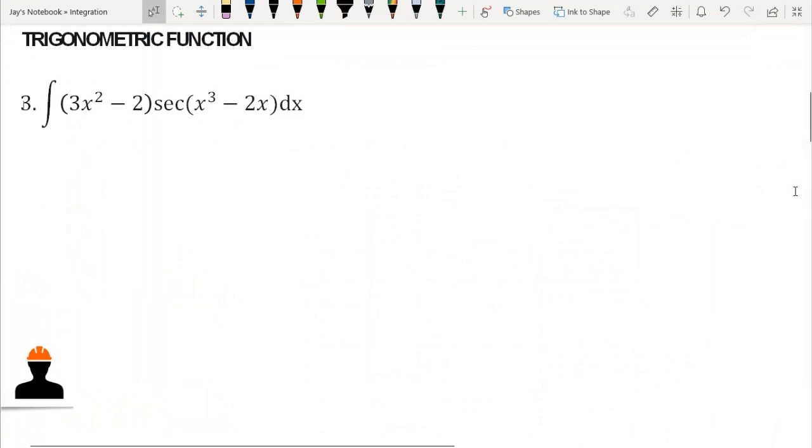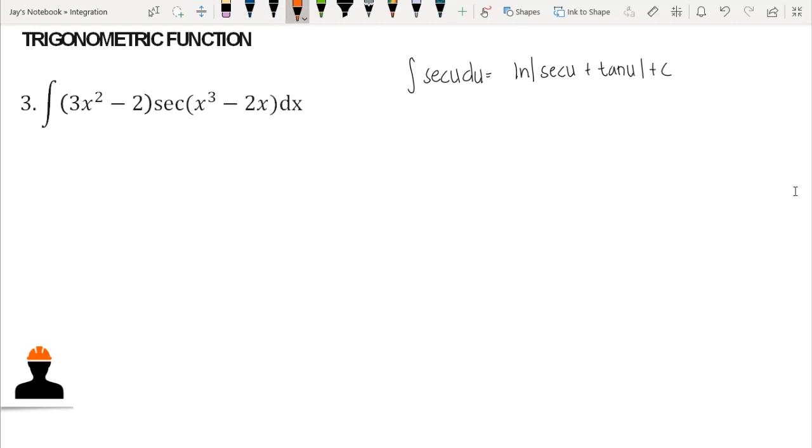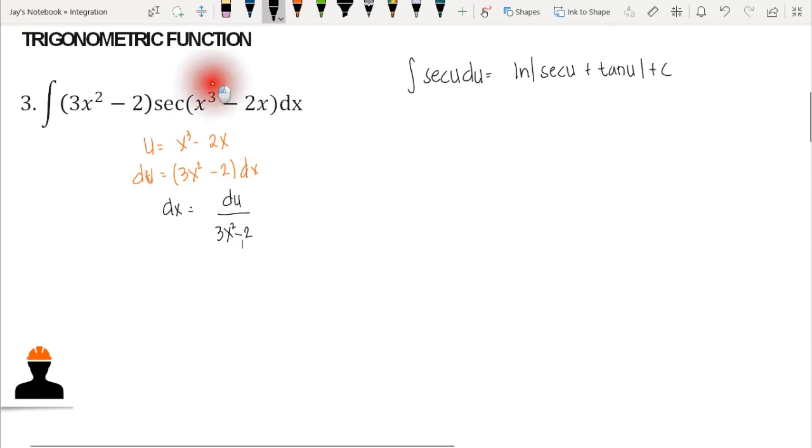Now in this case, we can apply the trigonometric rule, that is the integration of secant u du, that is equal to the natural logarithm of secant u plus tangent u plus c. Okay, now in this case, our u, that is x cubed minus 2x, so therefore our du is 3x squared minus 2, that is dx. So therefore, we could express that our dx here, that is equal to du over 3x squared minus 2. Okay, so let's change all this variable here into u.